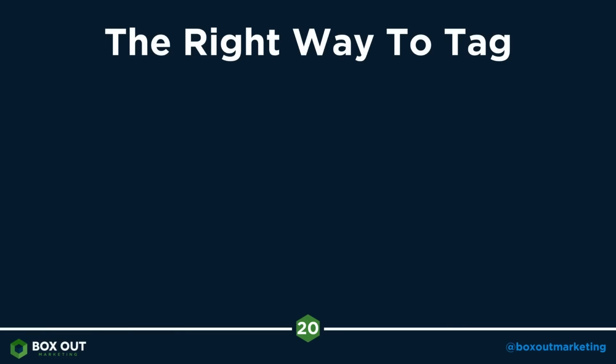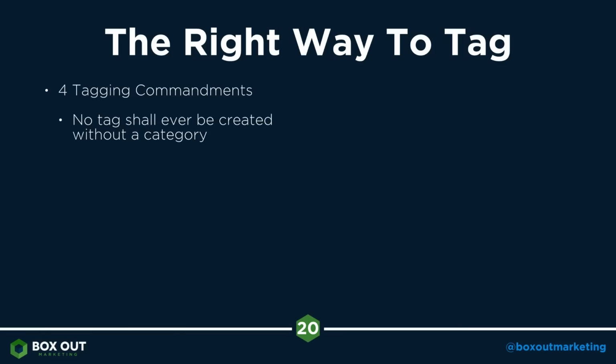I'm going to show you a very, very simple way, and give you access to some training on this that will help you a ton. First thing is there are 4 tagging commandments. No tag should ever be created without a category. Your tags have to be categorized. If they're not, you're going to be screwed.